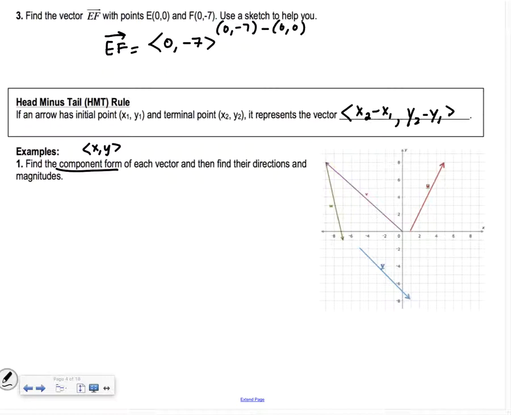So the component form, we want to say, what if it did start at 0, 0? If it started at 0, 0, here's what it would be. So let's look at v. V is the easiest one because it does start at 0, 0. What point does it go to? It goes to -9, comma 8, right? So v is easy. Its component form, in vector notation with the little pointy brackets, is -9, comma 8.